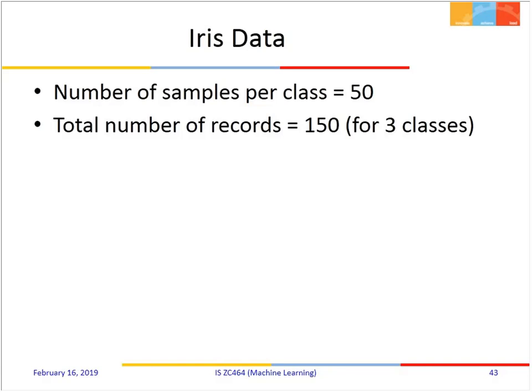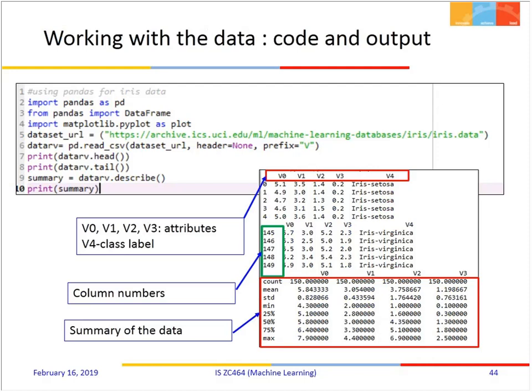Yeah, this iris data has number of samples per class equal to 50. Total number of records is 150 for 3 classes. So it is a balanced set, that no one class is represented in large numbers. It is the same representation of all the 3 classes in the data, which is also very important. Here, when we work with the data, this data is actually showing you the glimpses of what is there in the data set.